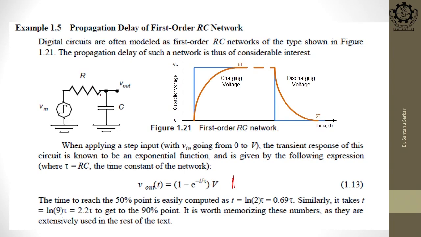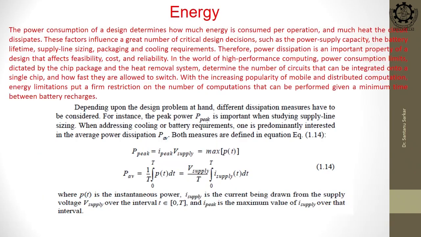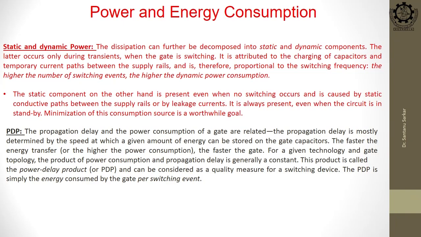If your R and C values get bigger and bigger, it will take more time, right. Now, from this we can define our energy. The power we can define with I peak, suppose the peak value of the power is I peak into V peak, and the average value you find by integration, and then you find the PDP, the propagation delay and power consumption.